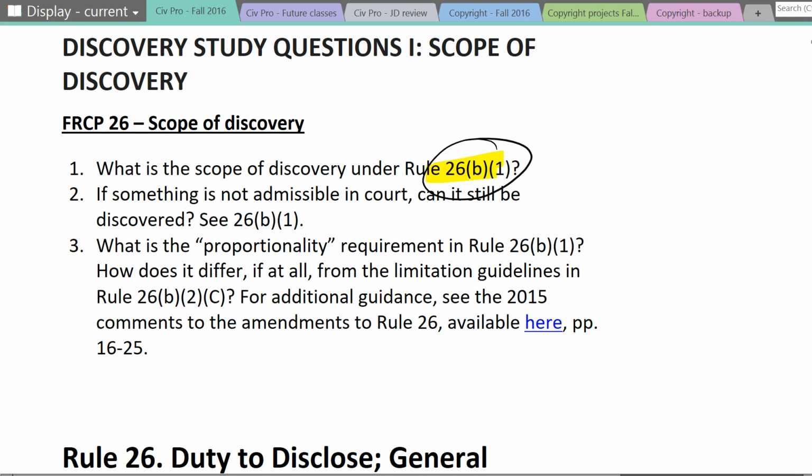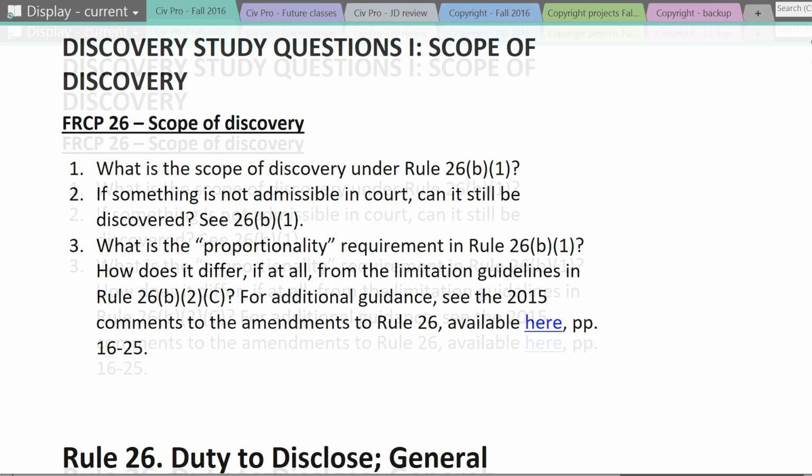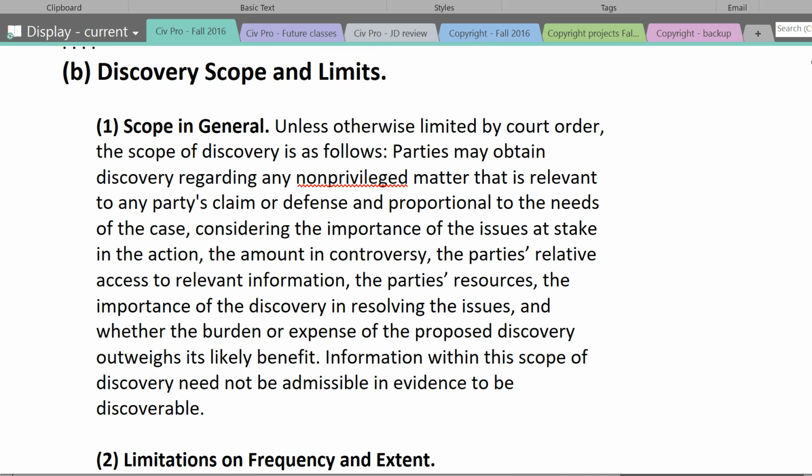Okay, for anything to be discoverable, it's got to fall within the scope of discovery under Rule 26b1. So that's our very first question. What is the scope of discovery under Rule 26b1? Let's turn to this. We're going to see that each and every one of these words matters.